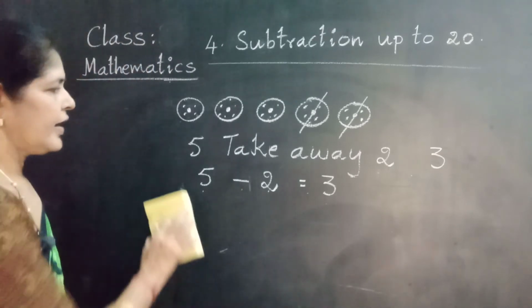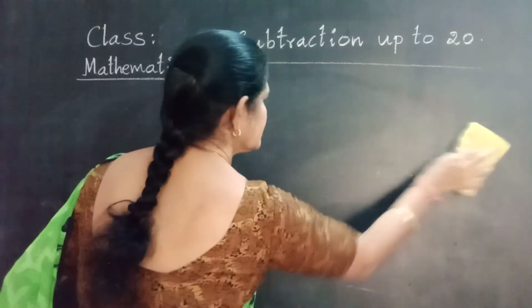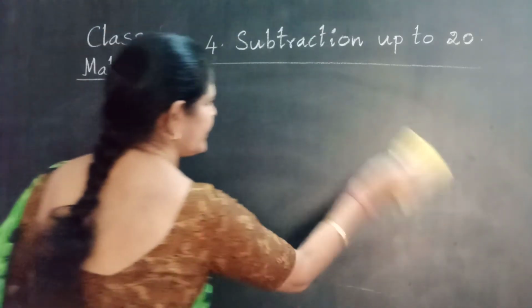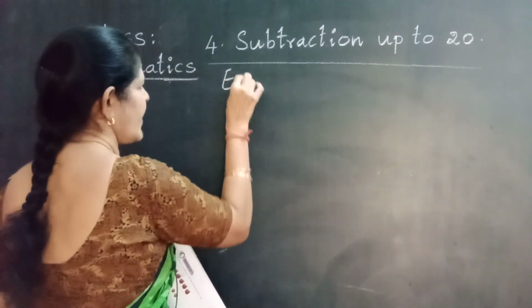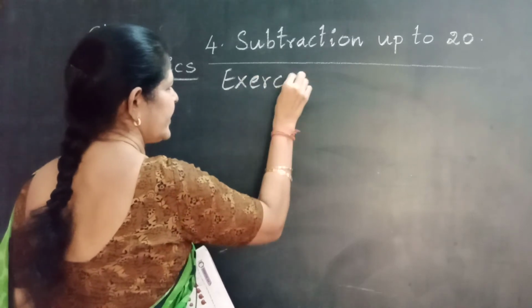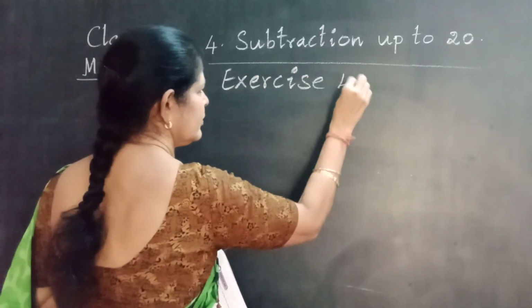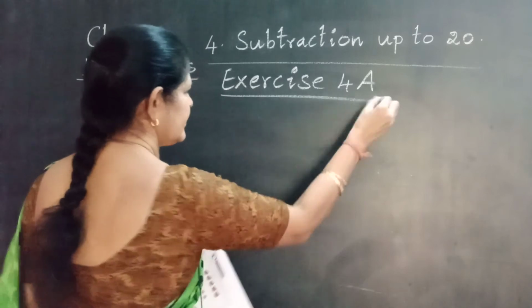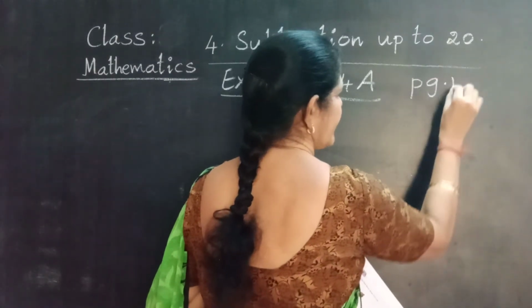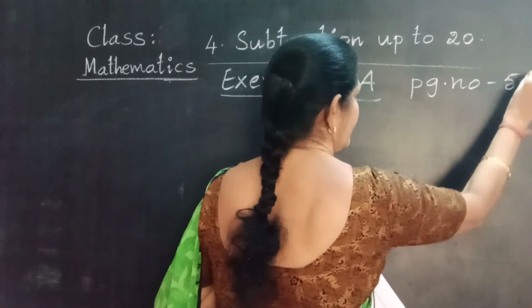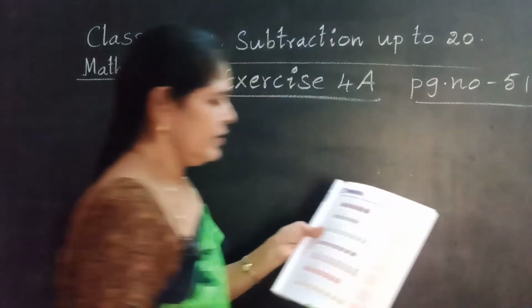Come on. Ready? So many objects are given there. See, that is going to exercise 4A. Take your pencil also. Yes. Take your pencil. Ready to write, Nana? Page number 51 in our textbook. Come on.